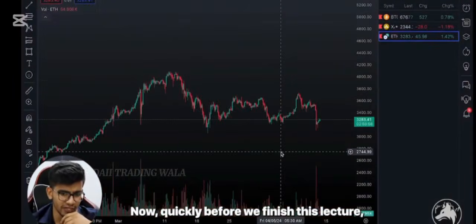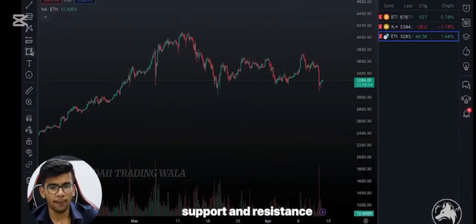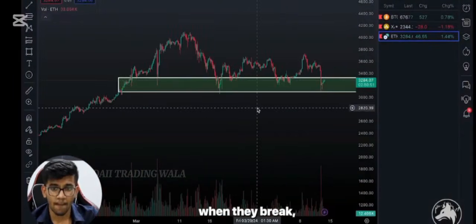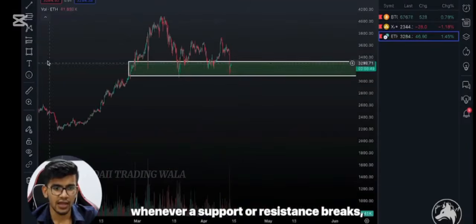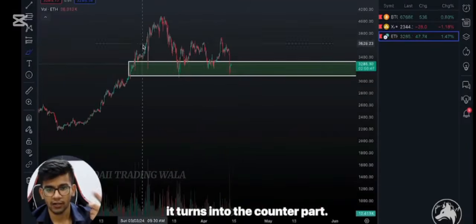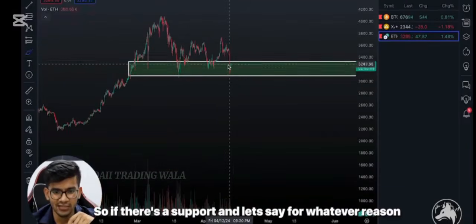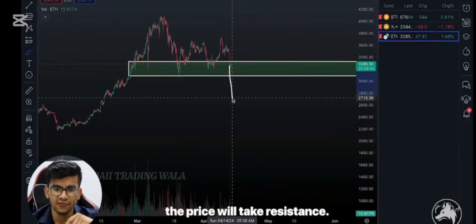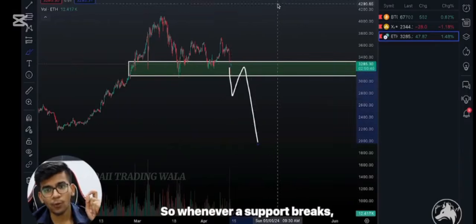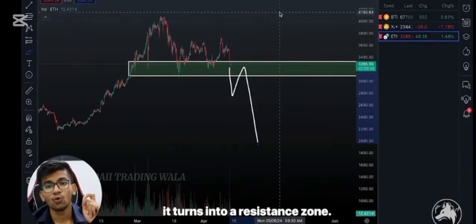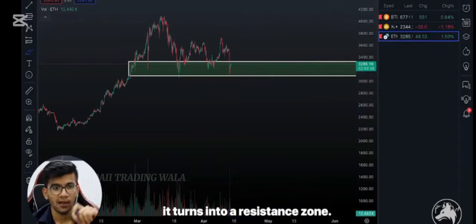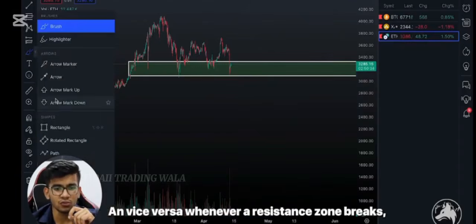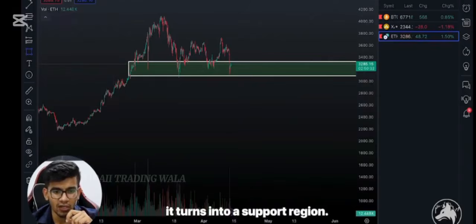Now quickly, before we finish this lecture, support and resistance, when they break, whenever a support or resistance breaks, it turns into the counterpart. So if there's a support and let's say for whatever reason the support breaks, the price will take resistance. So whenever a support breaks, it turns into a resistance zone, and vice versa. Whenever a resistance zone breaks, it turns into a support region.